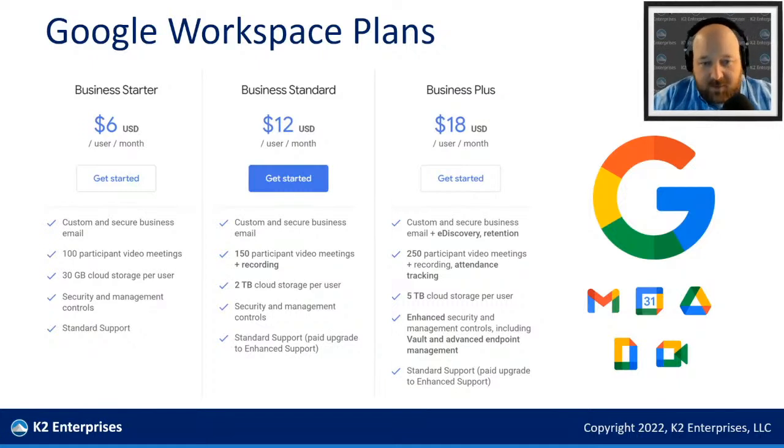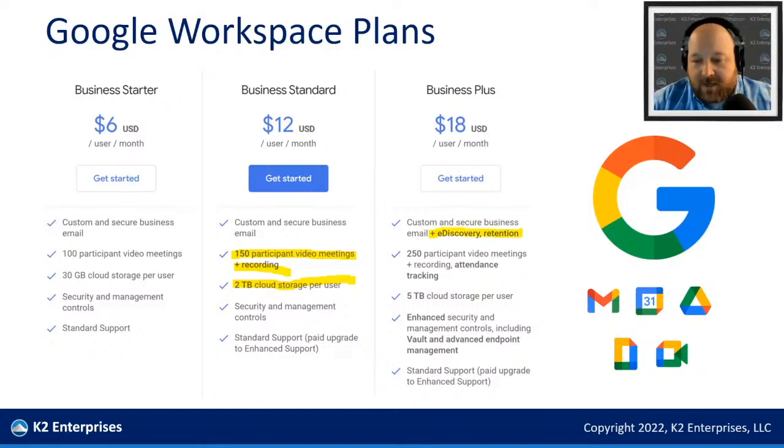Now, at $12 per user per month, okay, you get all the stuff that you get on the business starter plan. You get bigger meetings, so you get up to 150 people, plus recording. You get 2 terabytes of cloud storage per user. And again, everything's kind of all standard in there. That's really the only difference, you get bigger meetings and you get a little bit more storage. And at $18 per month, you do get a couple more features here. You get this thing called e-discovery and document retention.